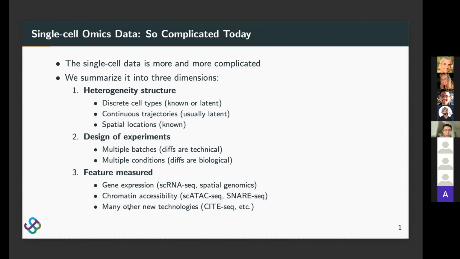And we can also have many other different technologies which measure different features. For example, we have CITE-seq. It can measure the surface protein, and also every day we have new technologies for single-cell genomics.